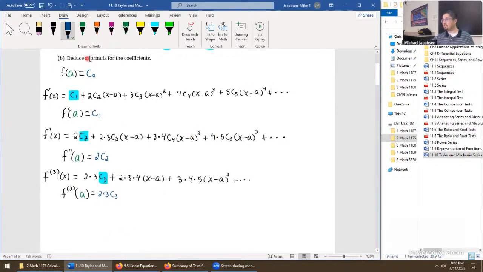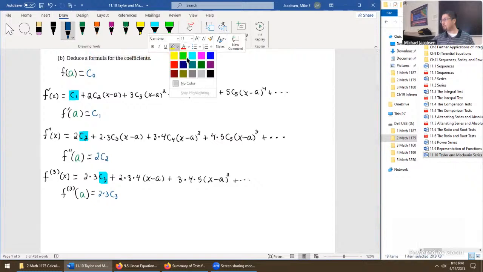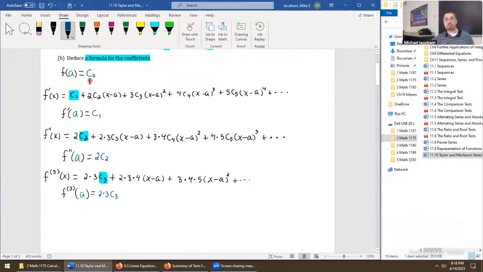So the goal was deduce a formula for the coefficients. That means we should solve for C naught in every single one of these lines. Let's write on the first line. Solve for C, rather. The first line is C naught. C naught equals f at a. And that does look weird, but we're allowed to divide by 0 factorial. I want a 0 factorial in there to match up the 0 on the coefficient index. 0 factorial is 1, so we didn't change this equation.